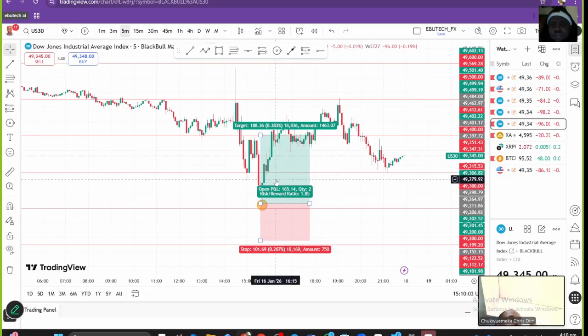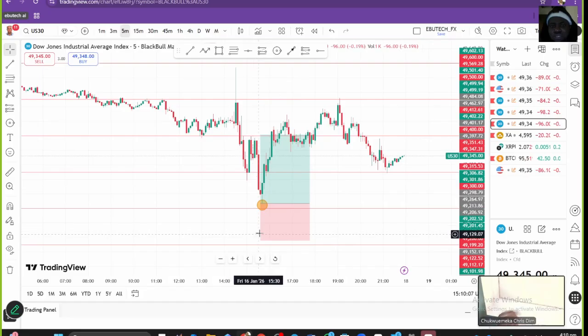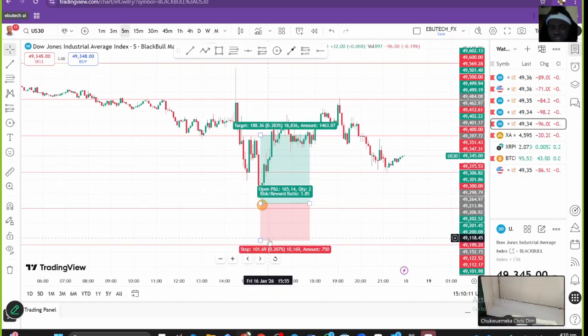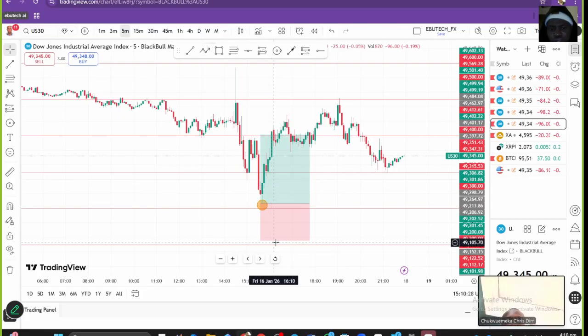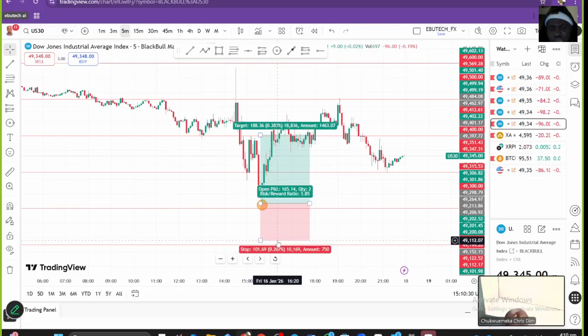Right? So now if you want to calculate this, as you can see here, can you guys see stop? Can you guys see my screen? Can you see the number beneath that stop? Can you see something there? Are you seeing 101.69? Can you guys see it?